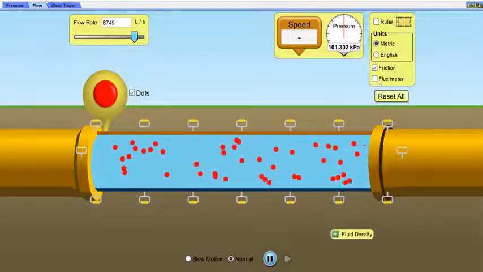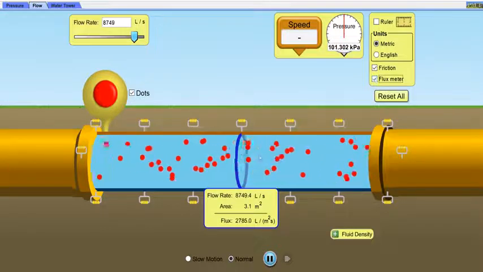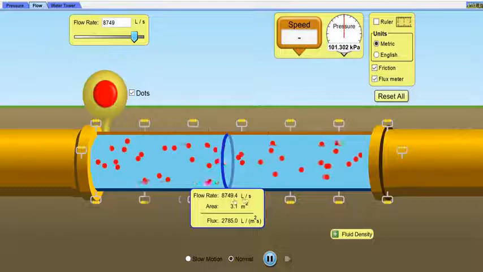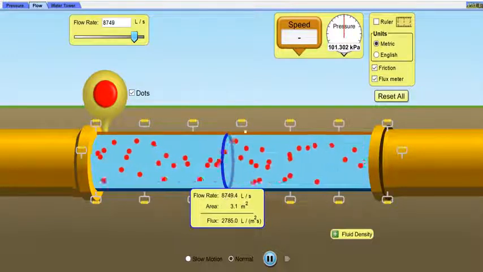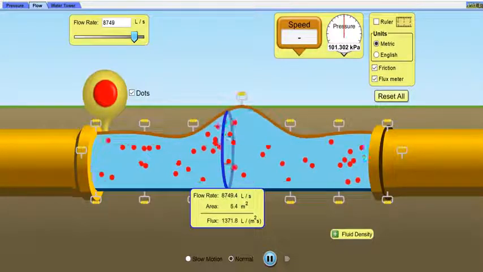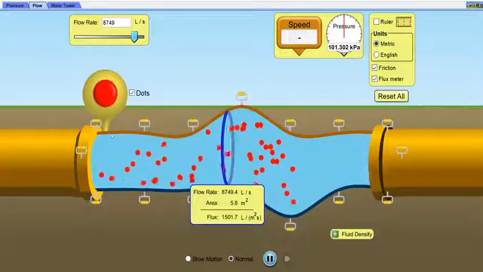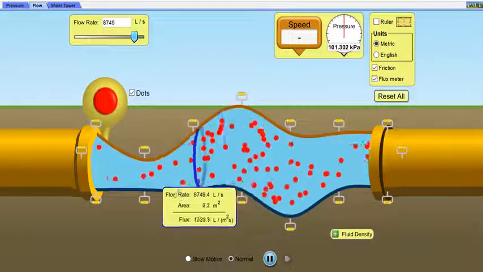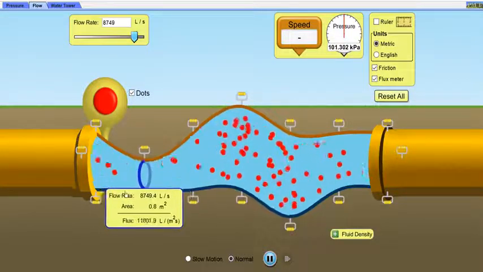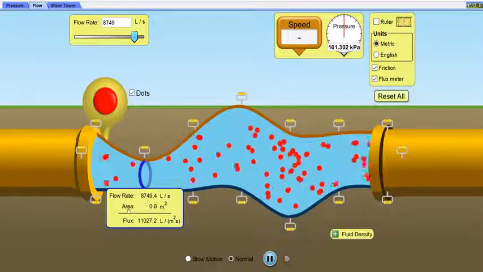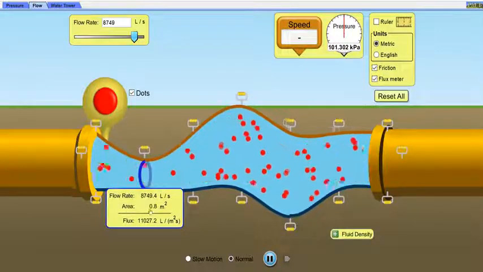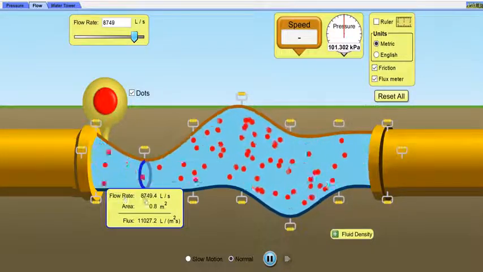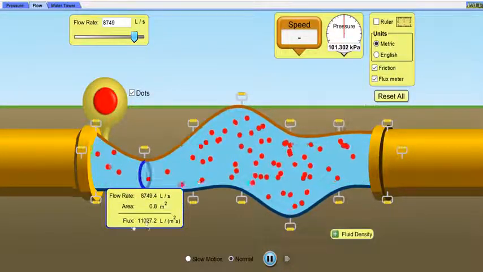We can add the flux meter to it. What is a flux meter? It shows the flow rate in liters per second. It would be better to change the shape so that you can get a better idea of it. If I observe it, then you can see here that the area is 0.8 meter square, and the flow rate is 8749 liters per second.